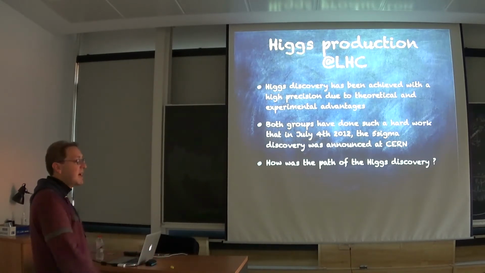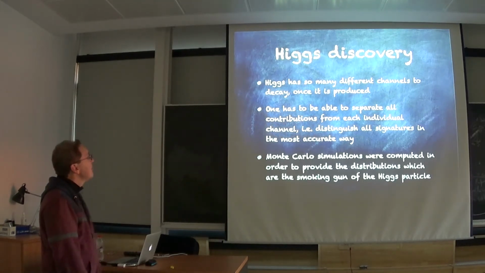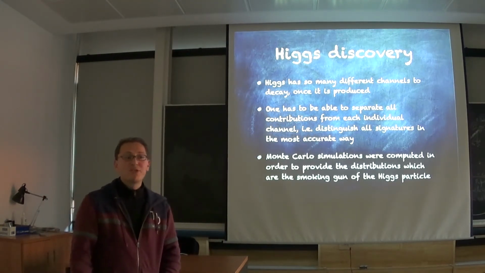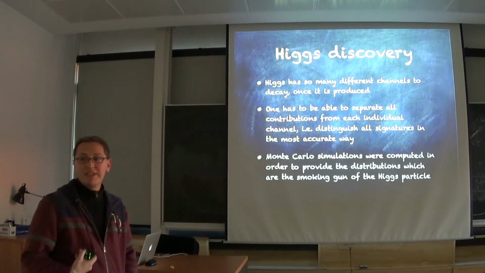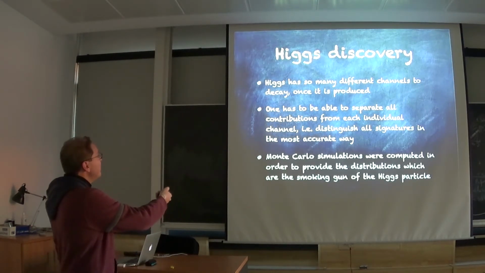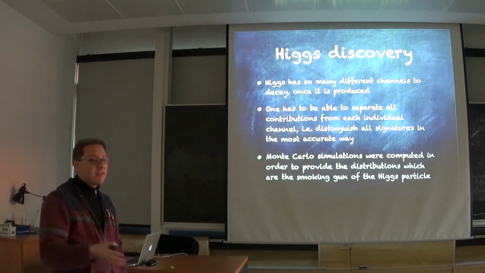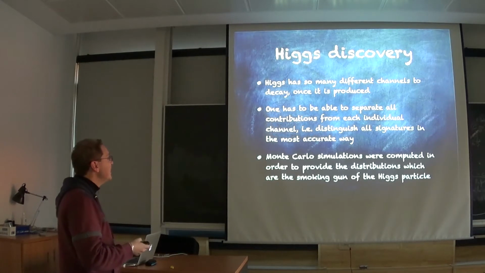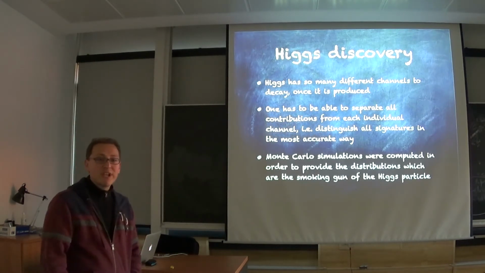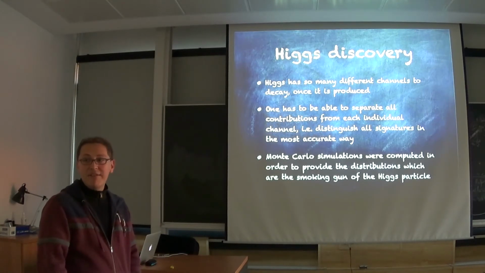But how was the path to discover the Higgs? Why was it so complicated? First of all, you do not measure the Higgs, right? You measure the products of its decays. So one has to be able to separate all the contributions from the Higgs from all the channels, and in order to do that, you have to have the Monte Carlo simulation for all the channels at the same level of accuracy.